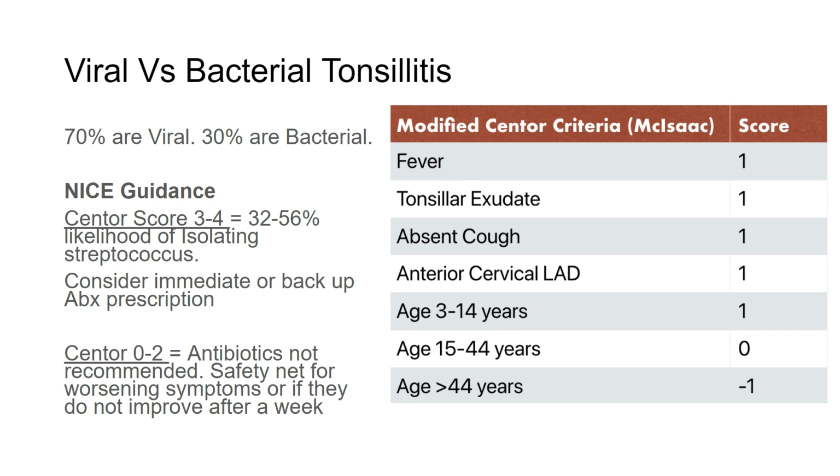We use Centor scoring, which includes whether they have a fever, whether they have tonsillar exudate, whether they don't have a cough, and whether they have anterior cervical lymphadenopathy, and also considers their age as well. So in this case, I just want you to quickly pause the video and have a think about how this patient would score.